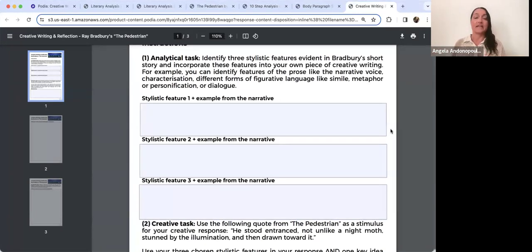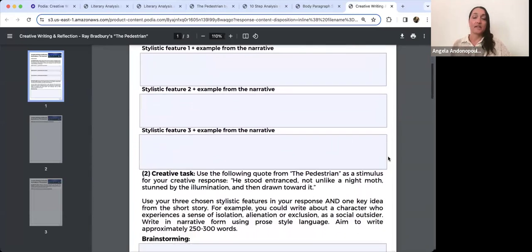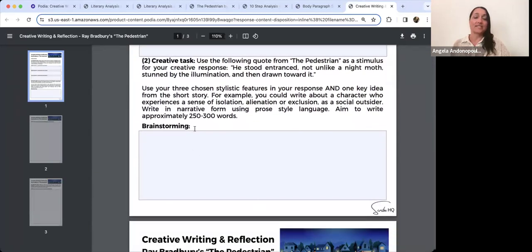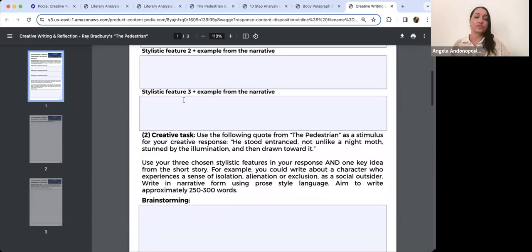So in light of that, I've set you up to identify 3 key stylistic features. It could be, for example, narrative voice, the third person omniscient. You could adopt that. Symbolic characterization. You could use some similes, metaphors, or personification, or other forms of figurative language or imagery, or the dialogue, for example, among others. So you could pick 3 of those, and then in your creative writing piece, you can have a go of using those. So I've got a little brainstorming box there that you can use for your ideas once you've chosen your 3 stylistic features and examples.